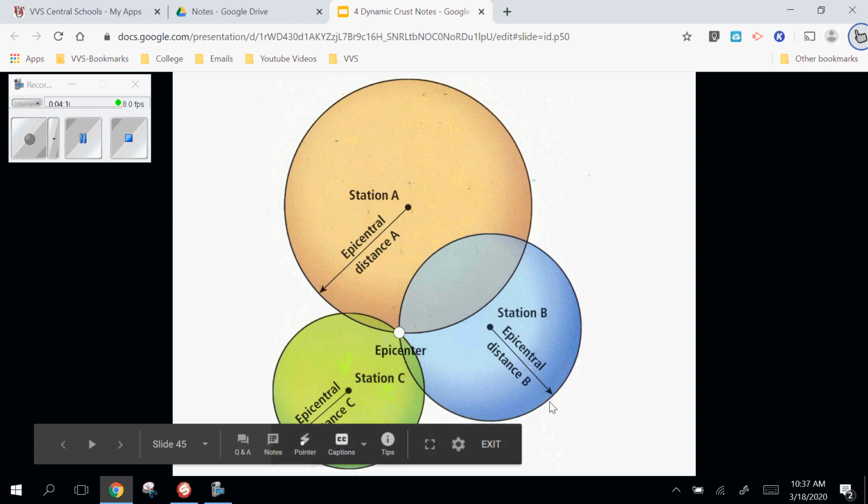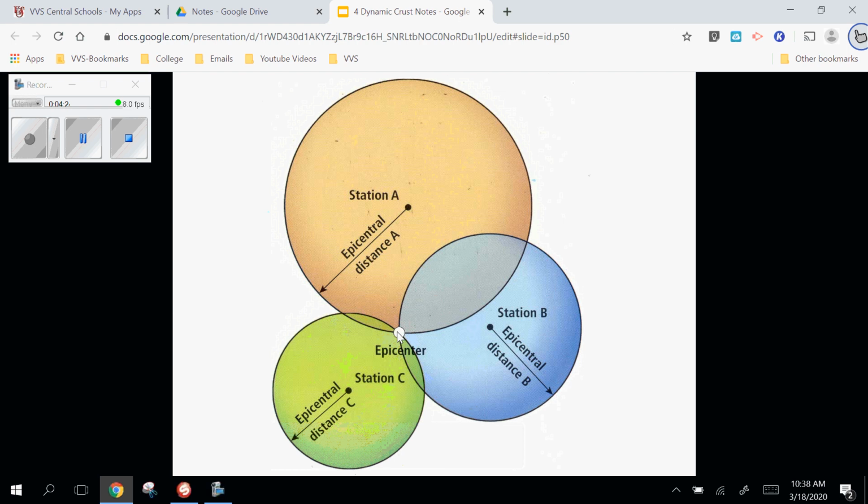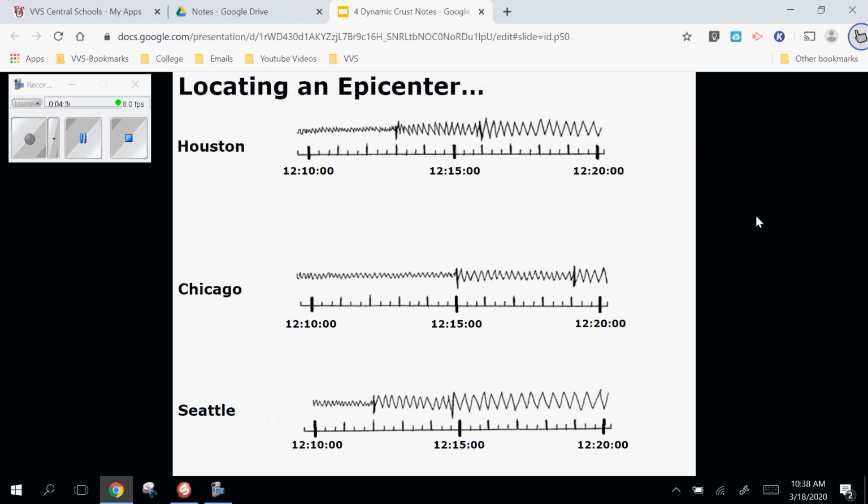Once we have 2 circles, then it's either here or it's here. And then we add the third station, and so it allows us to pinpoint. That's called triangulation. We know how far away the earthquake is from 3 different cities. And if we know how far away it is from 3 different cities, we can find the location of that earthquake.